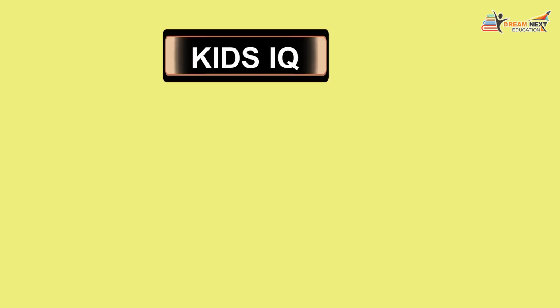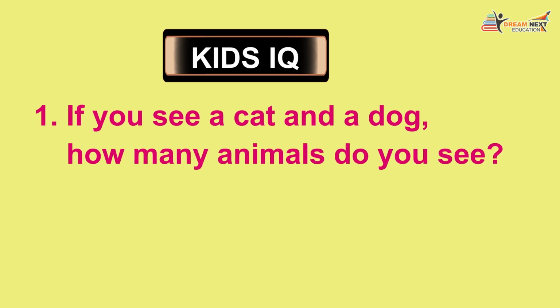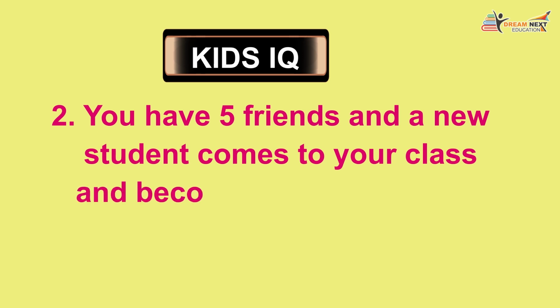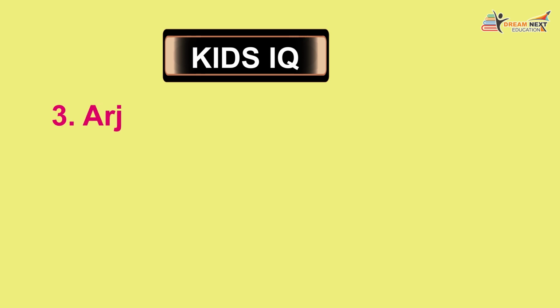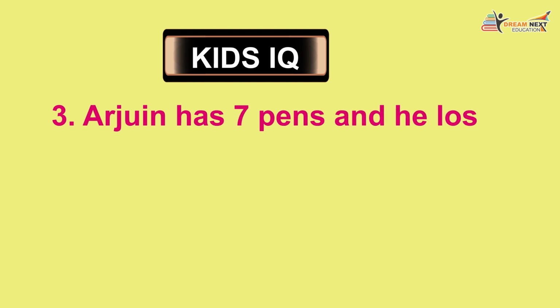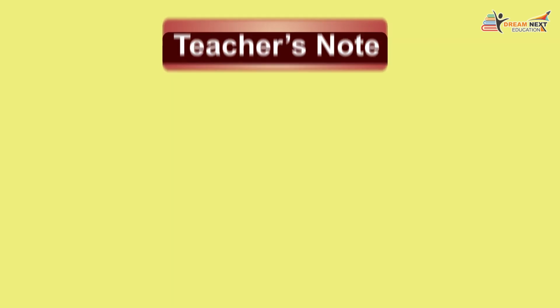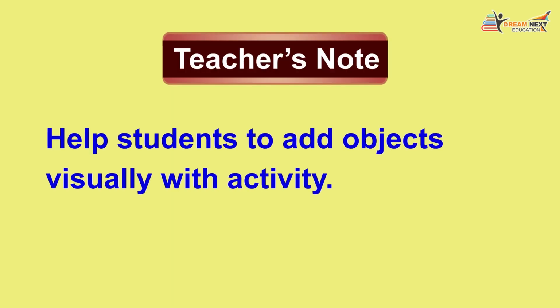Kids IQ. 1. If you see a cat and a dog, how many animals do you see? 2. You have 5 friends and a new student comes to your class and becomes your friend, then how many friends will you have? 3. Dwayne has 7 pens and he loses 2 pens. Now he has how many pens? Teacher's note. Help students to add objects visually with activity.